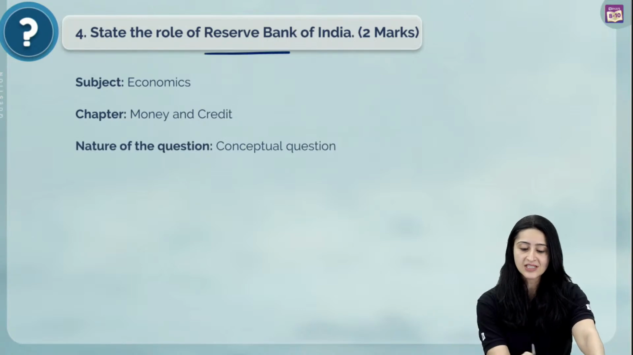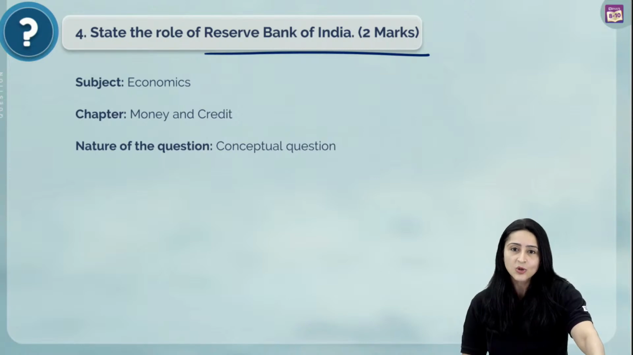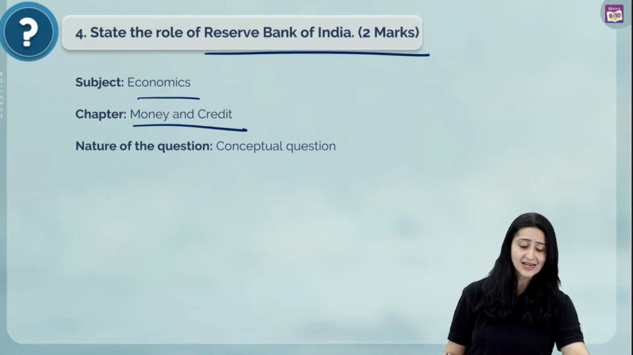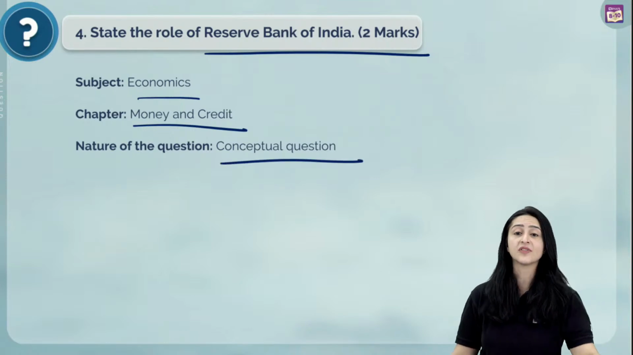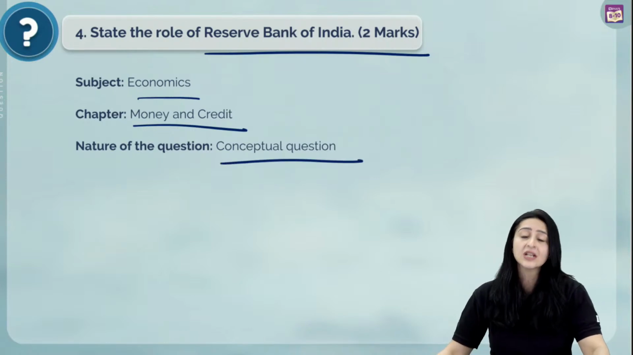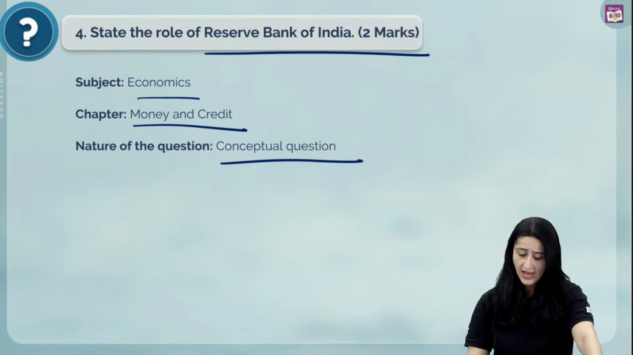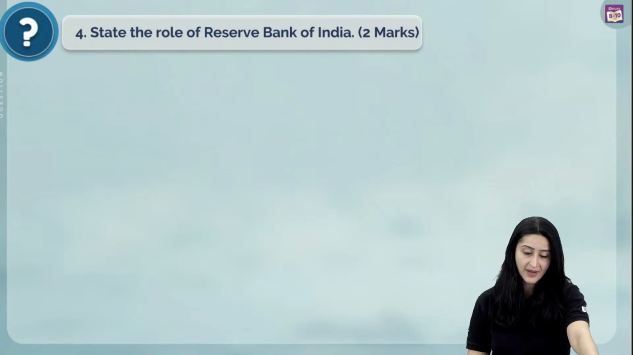State the role of the Reserve Bank of India. Again, this is a 2-mark question. The subject is economics, chapter is money and credit. And what is the nature of the question? The nature of the question is a conceptual question, which means that this is a concept-based question. Okay, let's take a look at the answer given by CBSE.